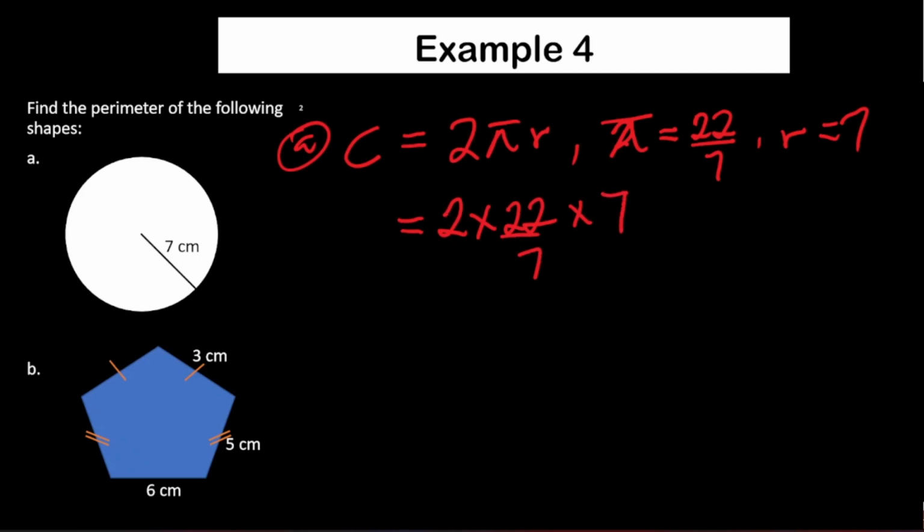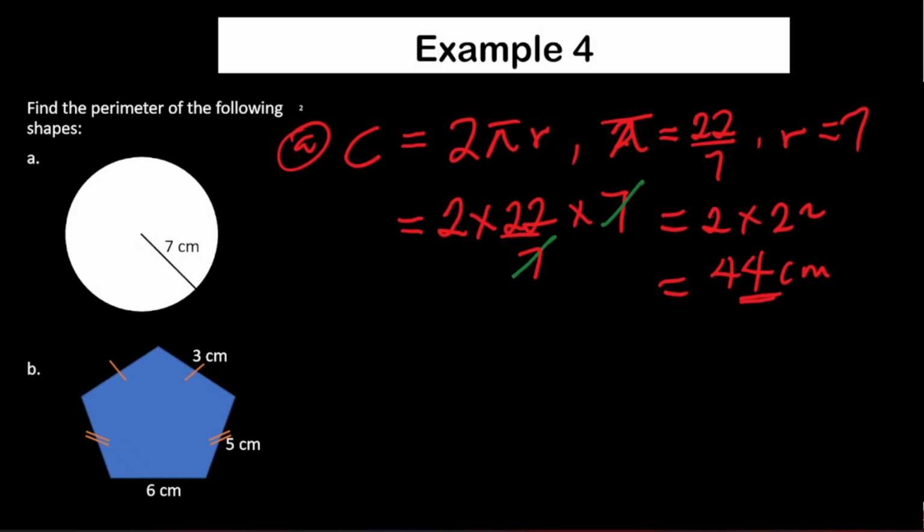So to finally solve this, we cancel 7 here. So what we're going to have left is going to be what? 2 times 22, and that's going to give us what? 44 what? Centimeters. So that is what? The perimeter of this circle, which is the same thing as the circumference of this circle.